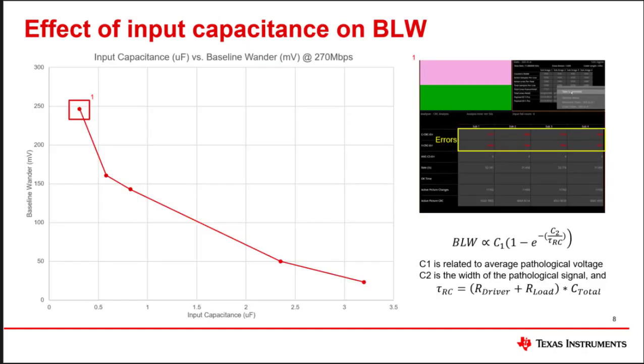As you can see, baseline wander is proportional to the equation shown in the bottom right of the slide, where constant 1 is related to the average pathological voltage, constant 2 is the width of the pathological signal, and the time constant is proportional to the total capacitance on the input, including the AC coupling capacitance. One thing to note is that with lower input capacitance, the baseline wander increases, and at high baseline wander values, it is likely to see bit errors on the video analyzer.